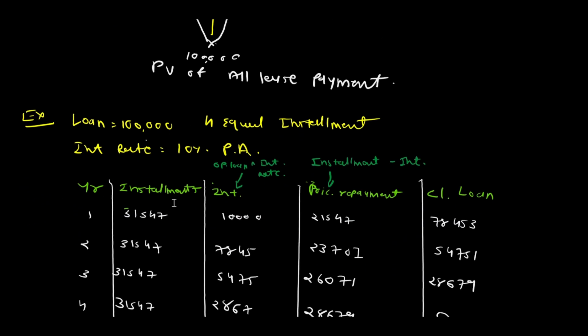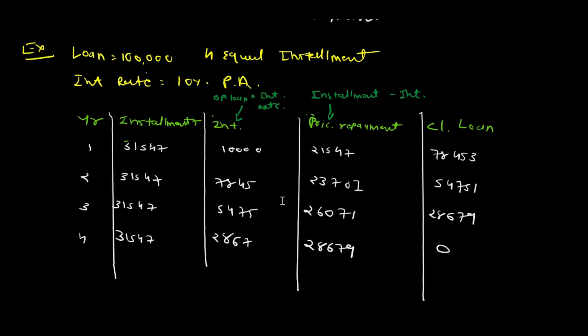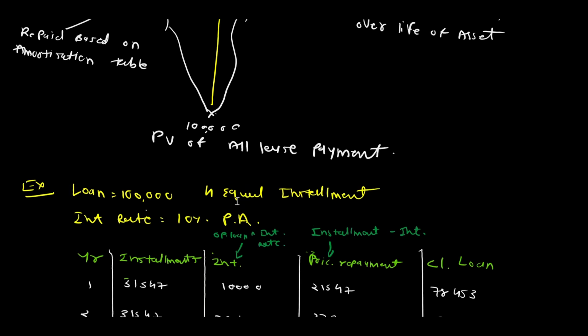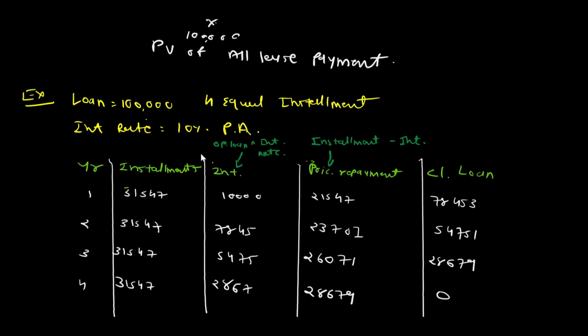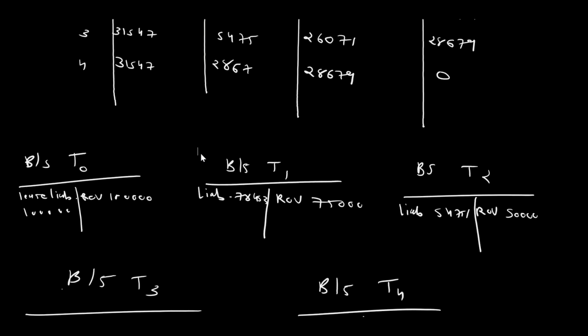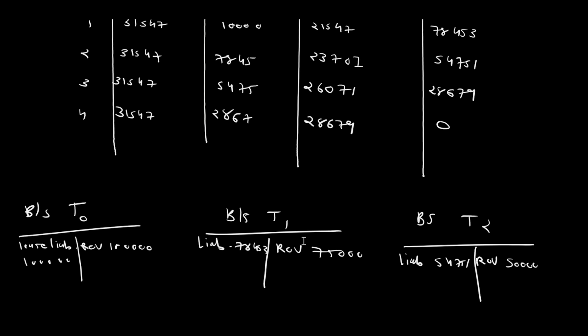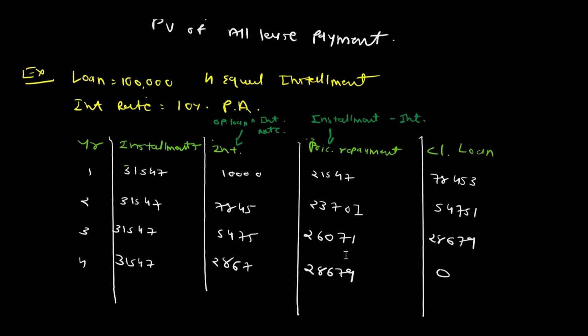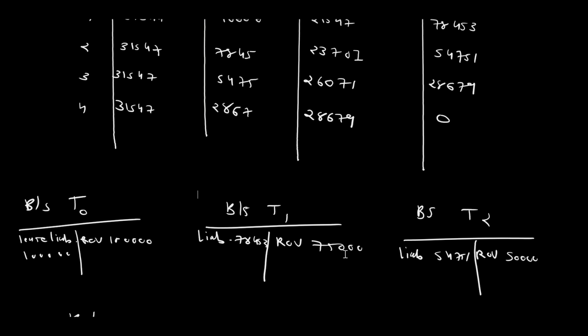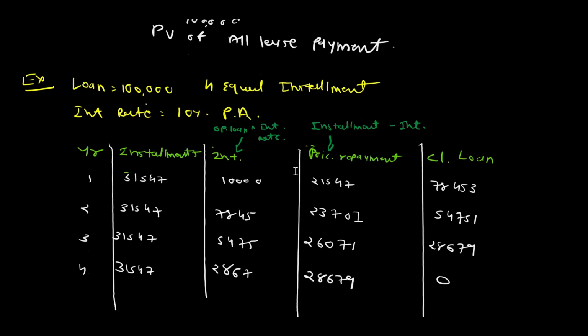This is the first amortization example we discussed earlier, with the principal repayment, closing loan and the whole amortization table. You could use this for the lease amortization also. So what would be the balance sheet impact? At time 0, lease liability and asset would both be 10 lakh. At T1, the liability will be this closing 78,453, and my ROU asset would be depreciated flat, for example 25% on the asset over the 4 years.